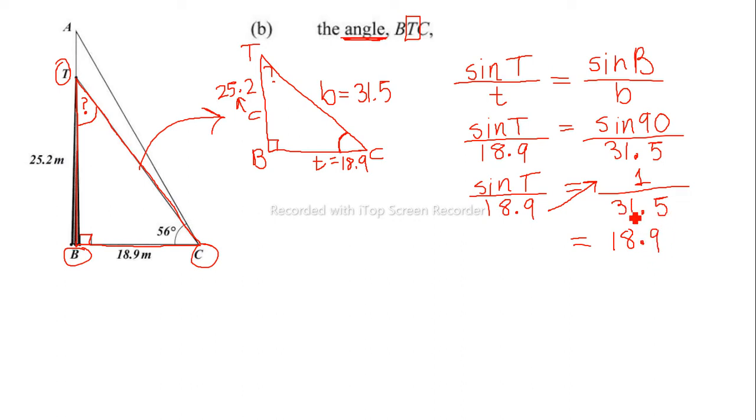What is 31.5 multiplied by sine t? 31.5 times sine t. Okay, all right, now what we're going to do is divide both sides by 31.5, because we need to get rid of that 31.5 on this side.